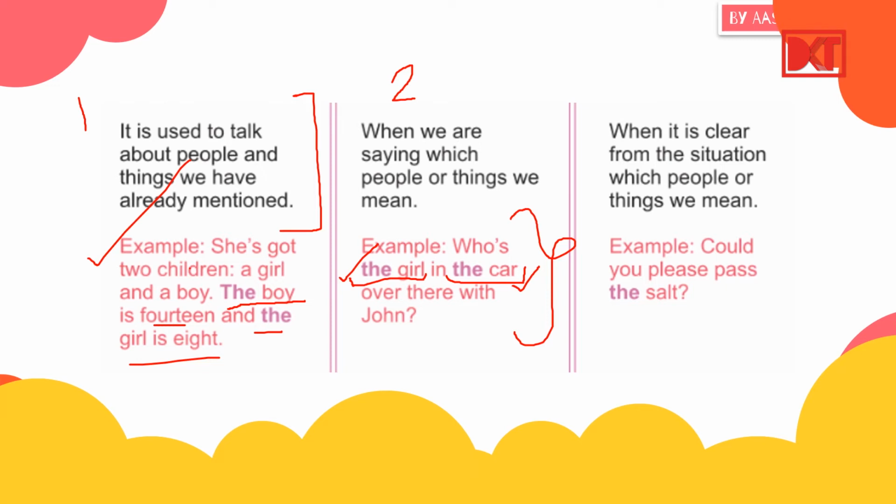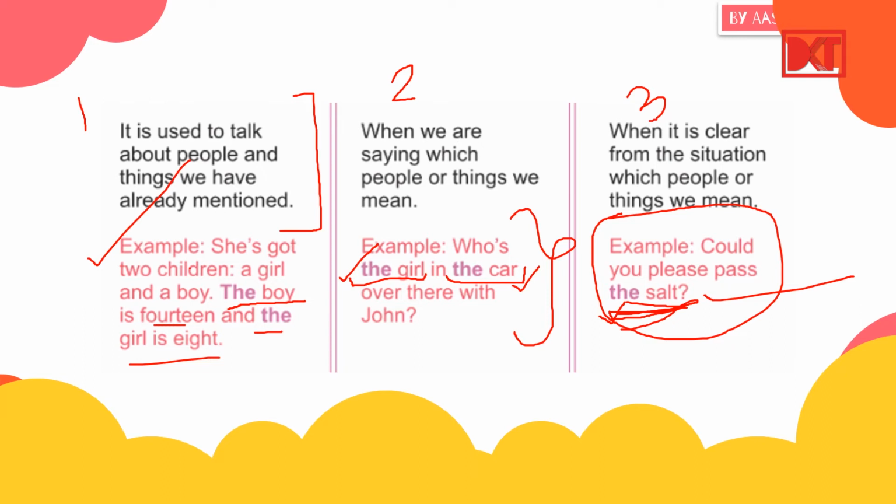थर्ड, when it is clear from the situation which people and things we mean, मतलब जैसे could you please pass the salt. अब जो टेबल है, टेबल पे you know there is salt, pepper के जो boxes होते हैं, could you please pass the salt, तो हम specifically salt की ही बात कर रहे हैं. It is clear कि which salt we're talking about, which thing we're talking about. So the salt. Okay, the is very easy.